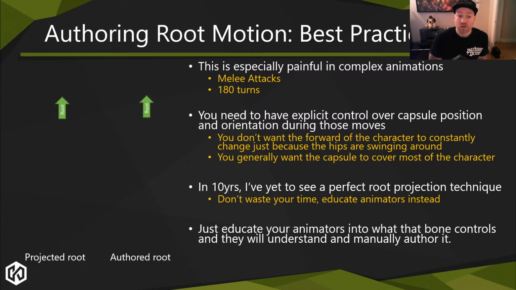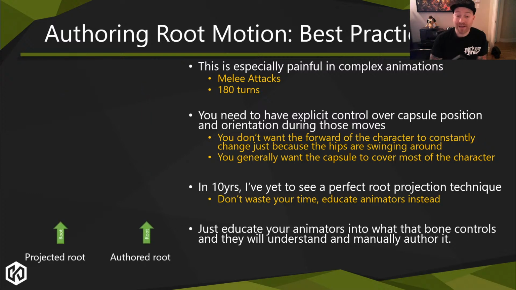Now, this gets even worse when we have really complex animations. 180 turns, crazy melee attacks. A lot of times we want explicit control of where the capsule is during those moves. We also want to extract the motion, as I mentioned earlier, and say, what is this attack doing? Is this a straight attack that's going 10 meters? If your root is doing this the whole way, what's the actual distance covered? Because there's the distance covered, there's the total displacement. You start having all these kinds of headaches. And at the point you blend out, now your character could have a strange orientation.